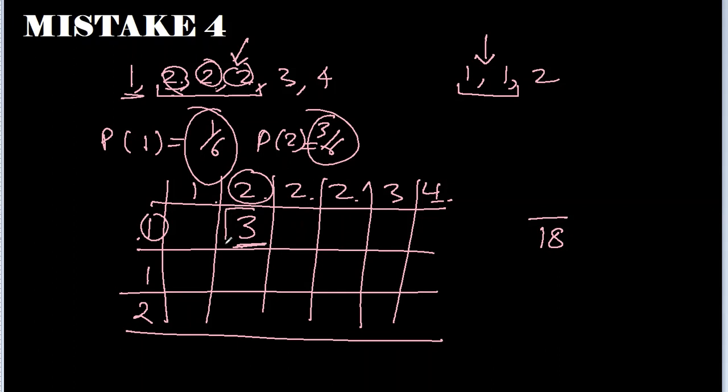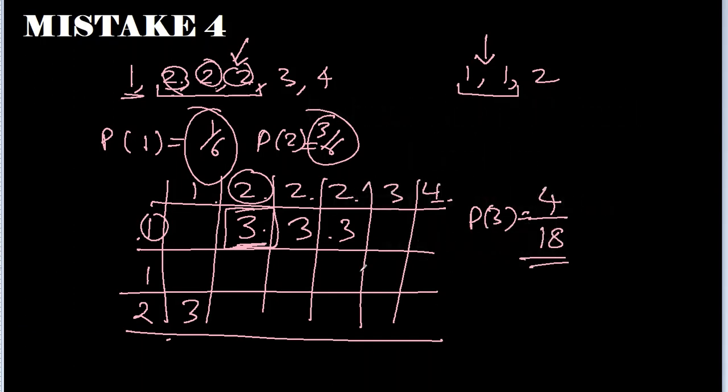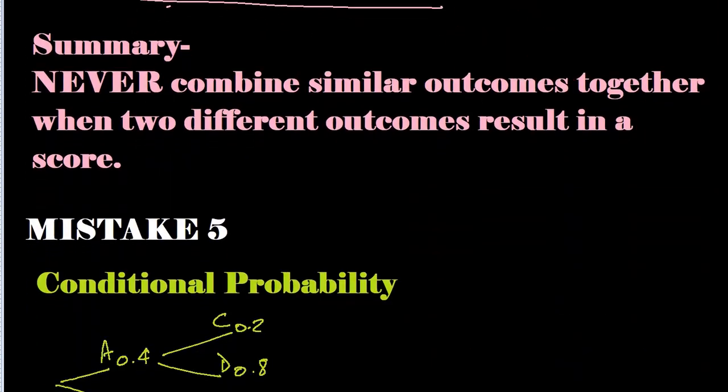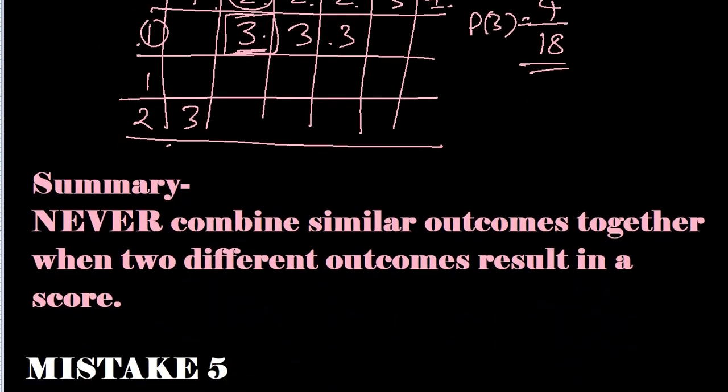So is this 3 the only 3 in this table? No, this is not the only 3. Let me actually do it. So 3 here, 2 and 1, 3 here. And no one else will give you this. There are 1, 2, 3, 4. The probability of 3 is 4 out of 18. Finished. So counting makes it so easy. So here's the summary. Never combine similar outcomes together. When two different outcomes result in a score, make a table that will make your job easier.